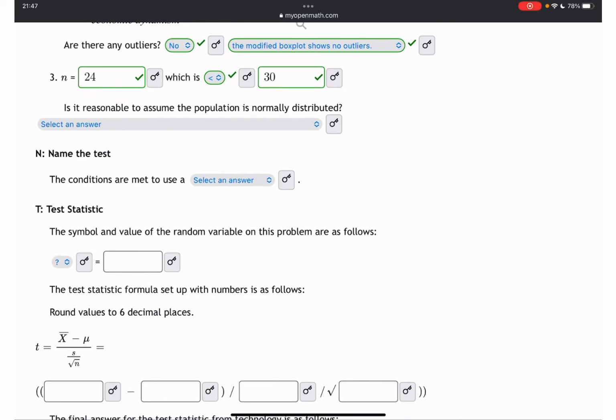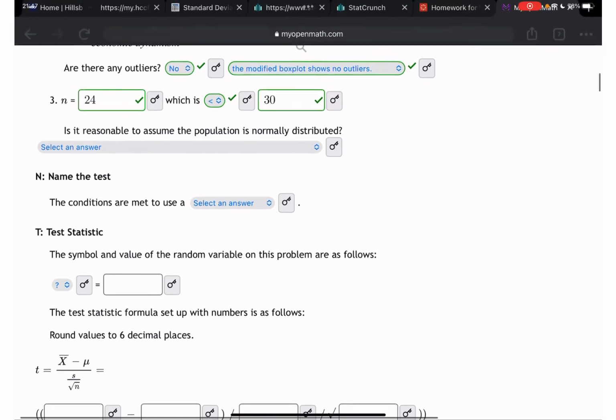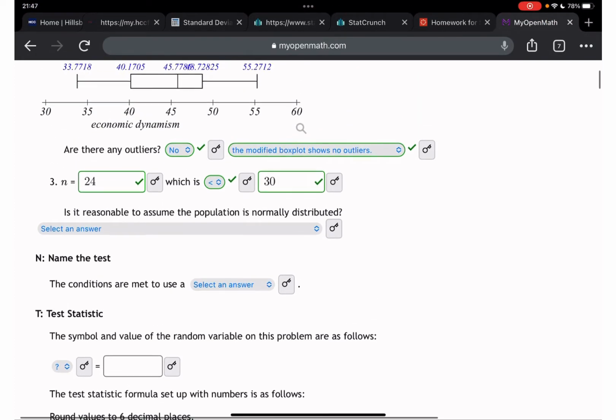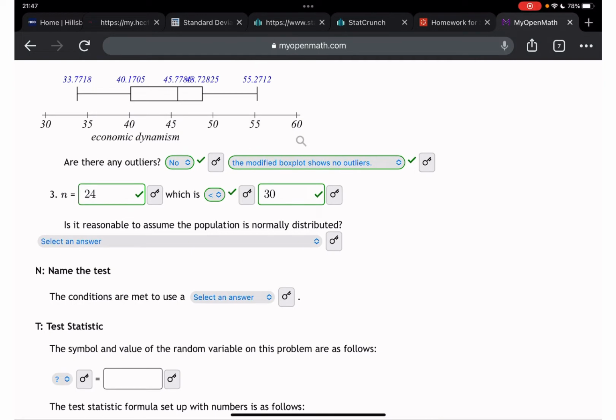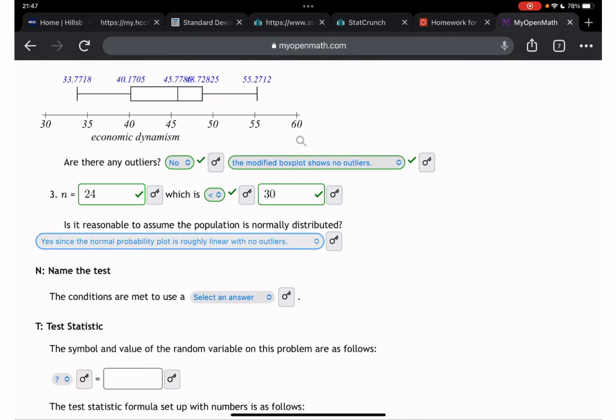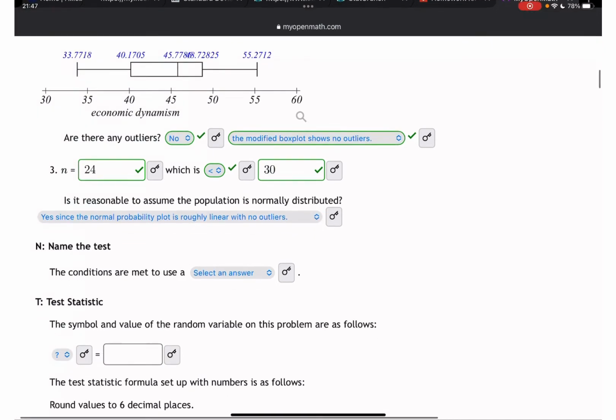So, next. Is it reasonable to assume the population is normally distributed? Obviously, yes, because we didn't find any outlier. Yes, since the normal probability plot is roughly linear with no outlier. Okay, moving to the next one.